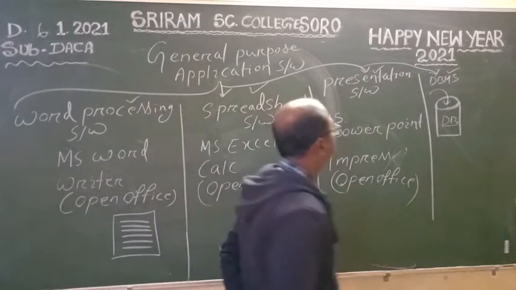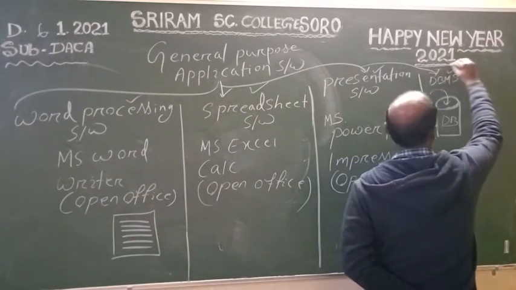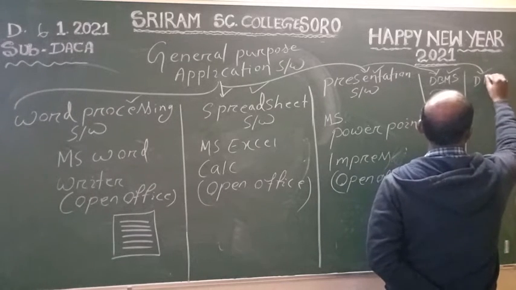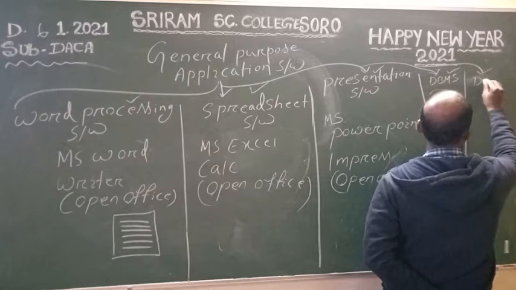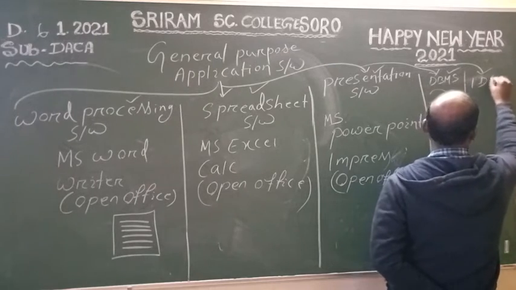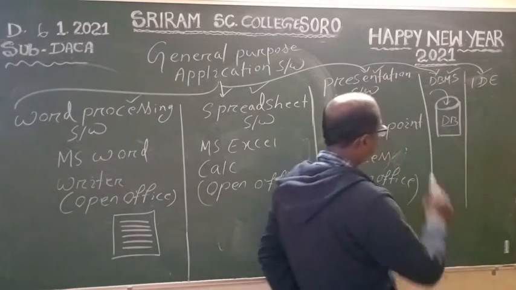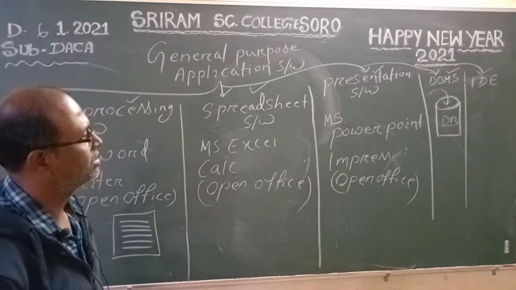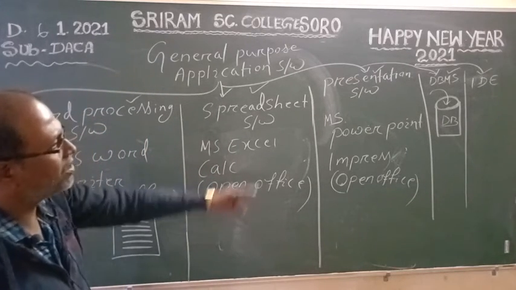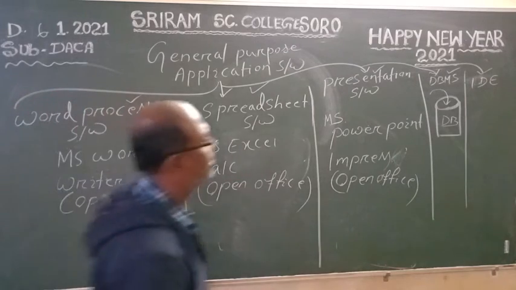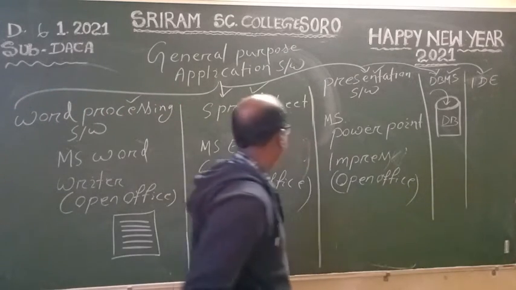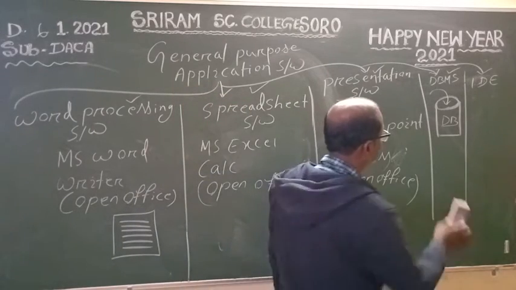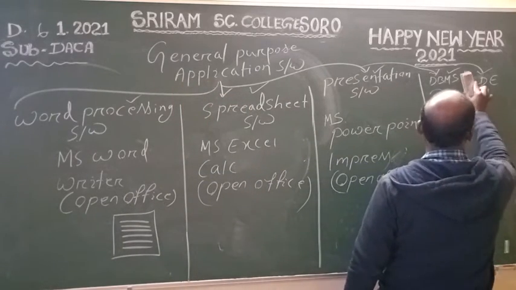Okay, the final kind of general purpose application software is IDE. What is IDE? IDE stands for Integrated Development Environment. I am writing it here. I can give some examples of DBMS here.